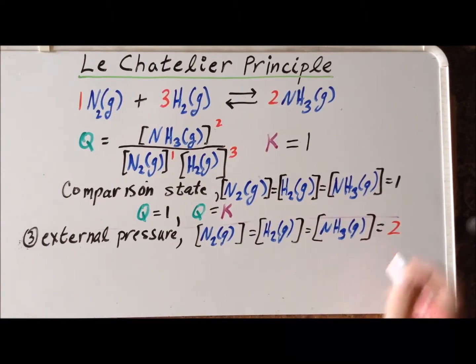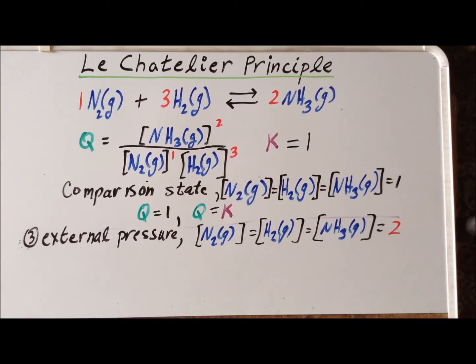So notice in this external pressure example that we are able to change the concentration of all the reactants and all the products simultaneously. So we want to see how that affects equilibrium.